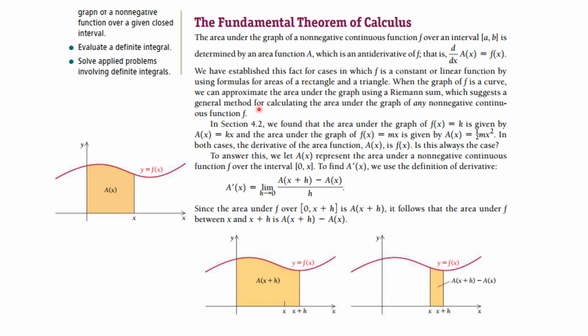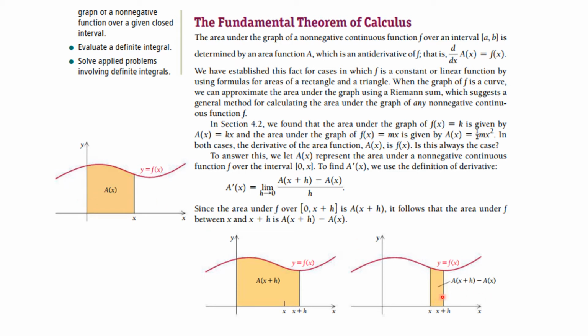Now when the graph is a curve, we saw we could approximate the area under the graph using a Riemann sum, and that suggested that a general method for calculating the area was to take the Riemann sum and take a limit. So what we're going to do now is calculate the derivative of this area function. To take the derivative, you start by looking at the difference quotient. So you'll look at A(x + h), which is this, minus A(x), which is this.